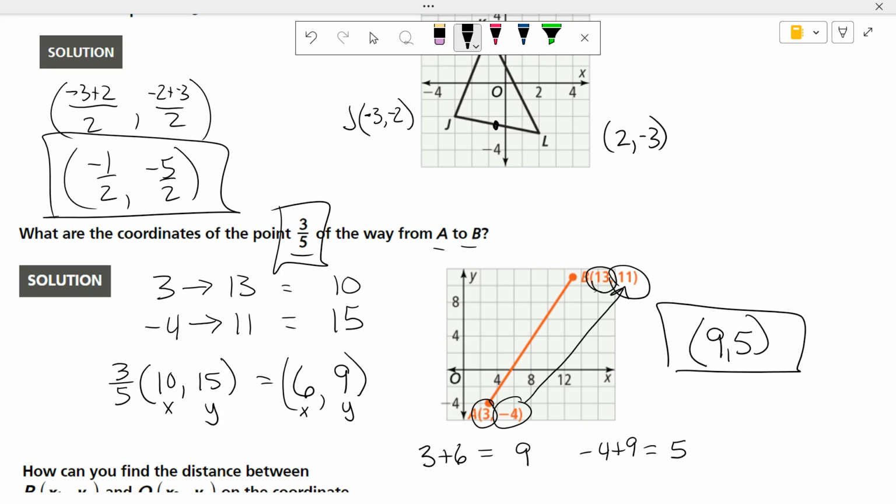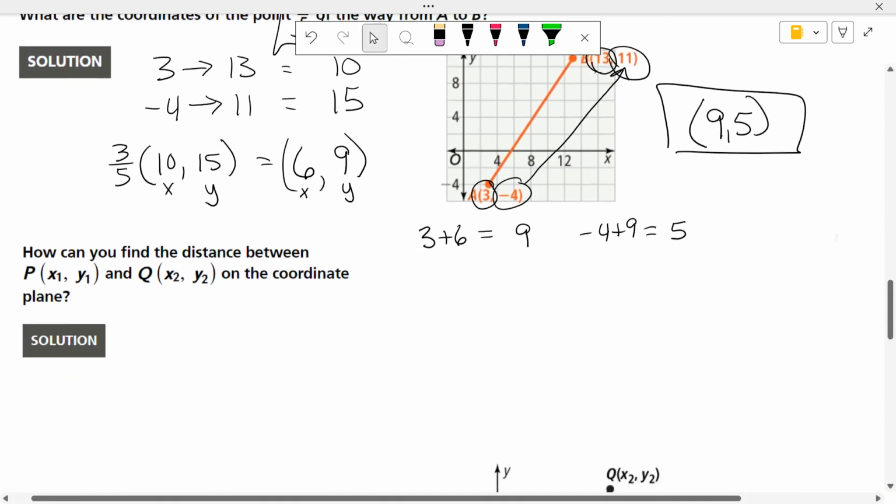So one more time going through that. The x value is 10 away. 3/5 of the x value is 6. So we have to go 6 away from 3 on our way to 13. 3 plus 6 is 9. So 9 would be our x value 3/5 of the way. From negative 4 to 11 is a distance of 15. So we have to go 3/5 of 15, which is 9. So you have to go 9 bigger than negative 4. 9 bigger than negative 4 is 5. Okay? So that's doing 3/5 of the way.